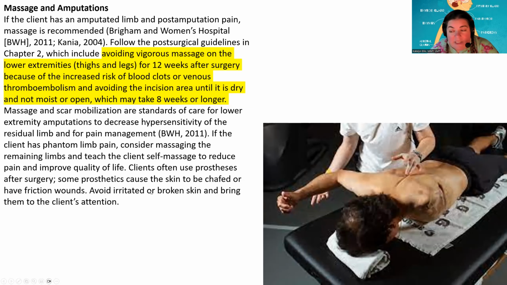Massage and amputations. If the client has an amputated limb and post-amputation pain, massage is absolutely recommended. Follow post-surgical guidelines. I should definitely do a post-surgical group of modality videos for you guys, but avoid vigorous massage on the lower extremities, the thighs and legs, for 12 weeks after surgery because of the increased risk of blood clots or venous thromboembolisms.